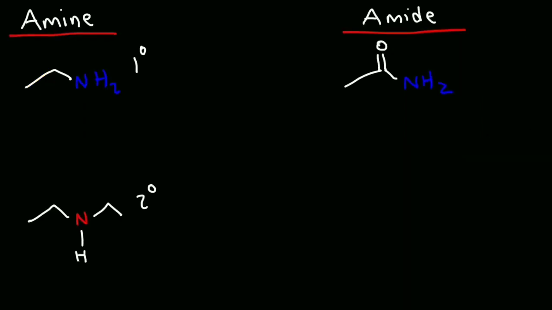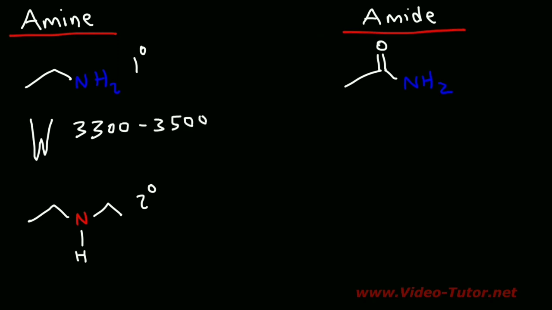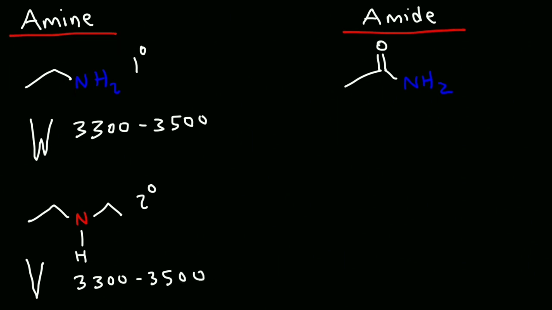Now let's talk about primary and secondary amines before we go into amides. The primary amine, which has two hydrogen atoms attached to the nitrogen atom, will show up as a double peak with a signal somewhere between 3300 and 3500. Now the secondary amine only has one hydrogen atom attached to the nitrogen atom. And so it's going to have a single peak between 3300 and 3500. So that's how you can distinguish a primary amine from a secondary amine.